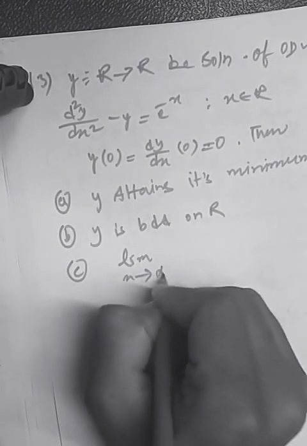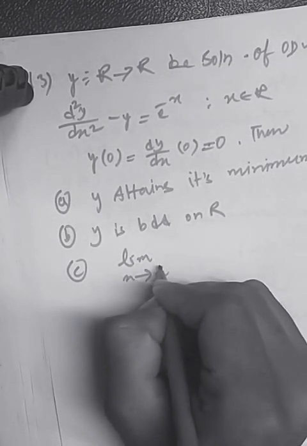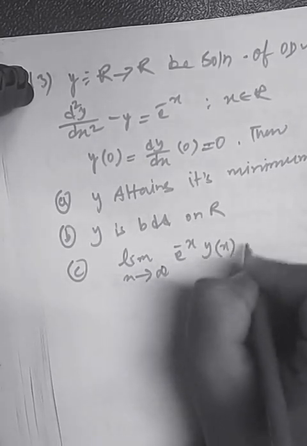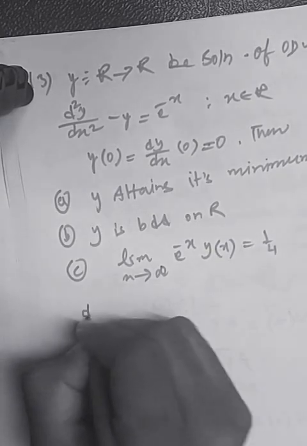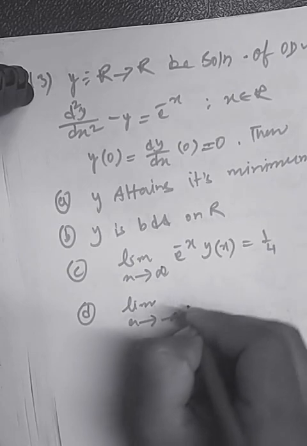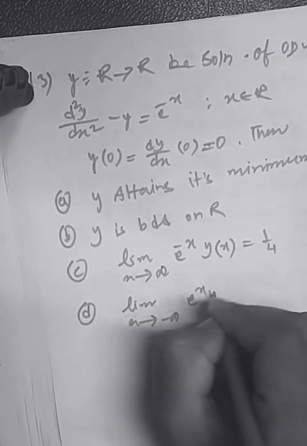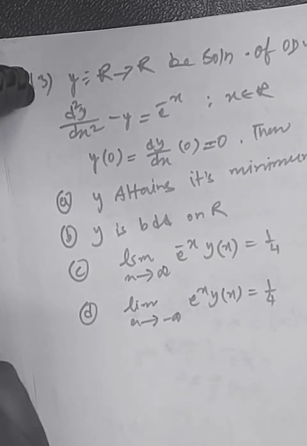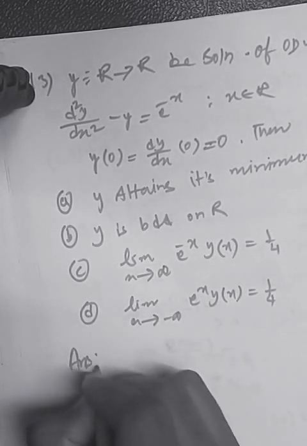C: limit as x tends to infinity of e to the power minus x times y(x) is equal to 1 by 4. D: limit as x tends to minus infinity of e to the power x times y(x) is equal to 1 by 4. So which of the following is true? Now, to find the solution, the answer to the problem.